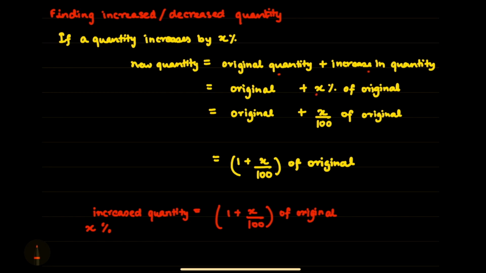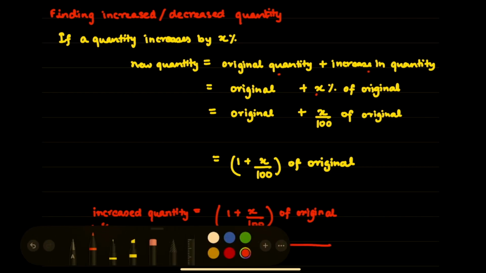We keep the original the same, and we can write X percent as X by 100 of the original quantity. Now, the original is the same in both terms, so we can take it out. We get 1 plus X by 100 of the original. That is the value we need if we want to find the increased quantity through a percentage value. This is the formula we would generally use.